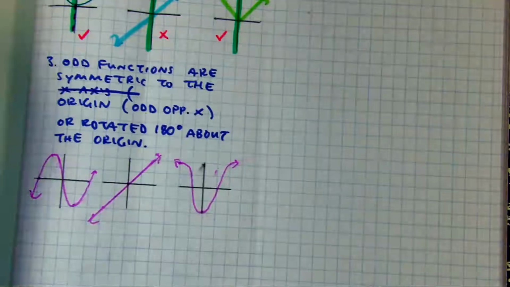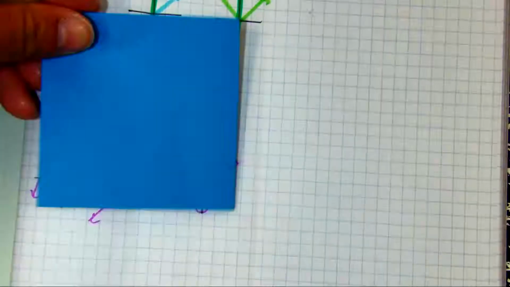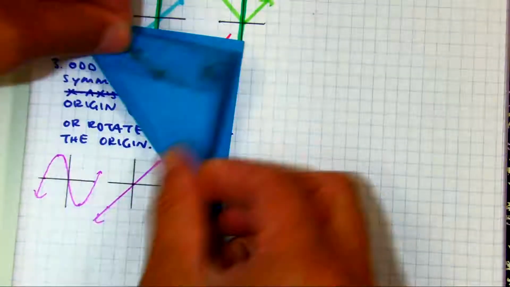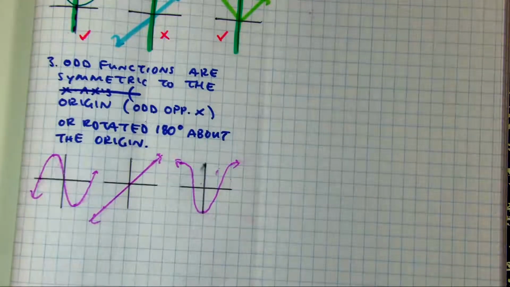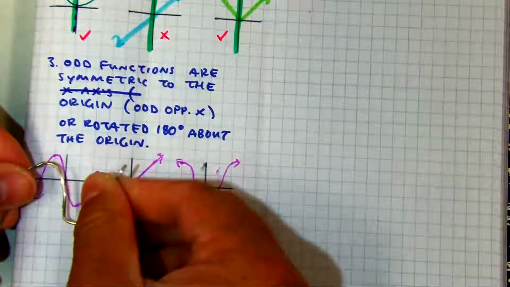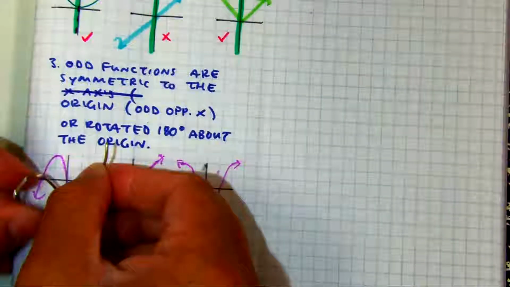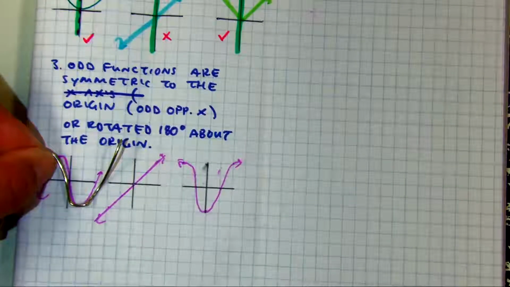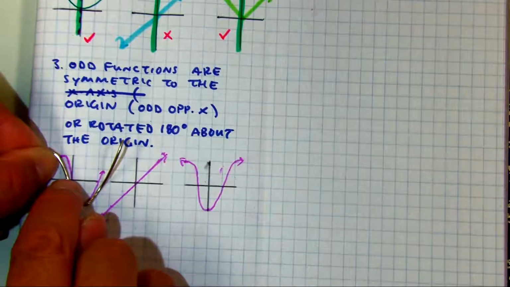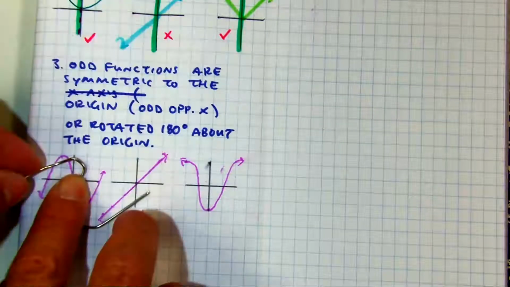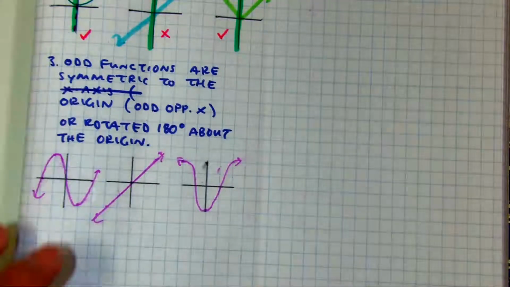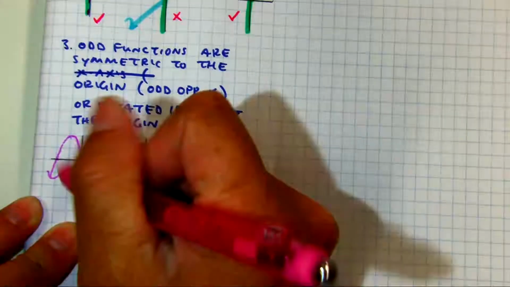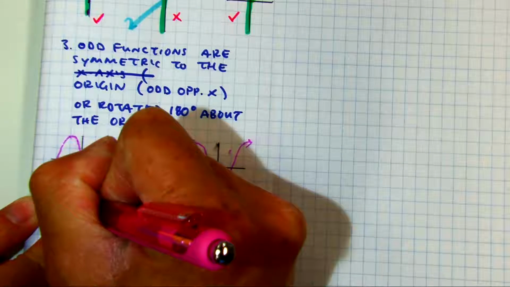So let's just say I have a post-it here, and if I can fold it corner to corner, or let's just say I make this part right here, and if I put my finger at the origin and you can twist it around, does it make that same graph? No. So there are multiple definitions of showing you how graphically it's an odd function. So is this an odd function? Yes, it is.